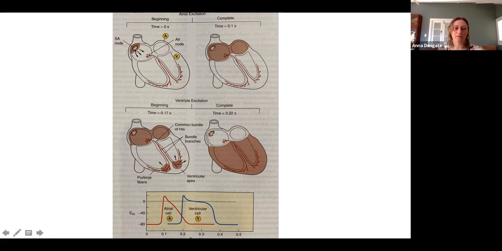So again, we've got trigger of an action potential in the atria. We've got it diffusing throughout the atria, hitting the AV node, and then going down through the bundles, the common bundle of His and then the bundle branches, and up into the right and left ventricle, causing a synchronous contraction of those.